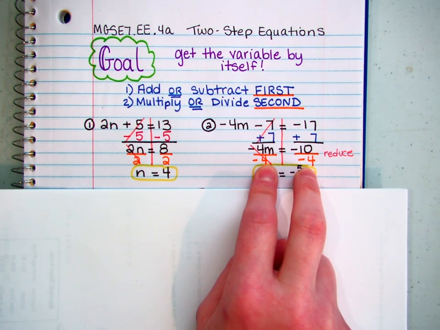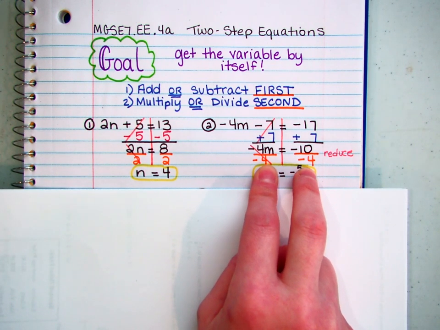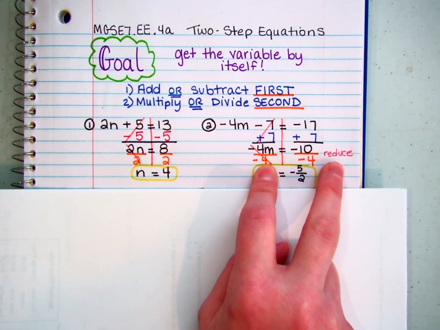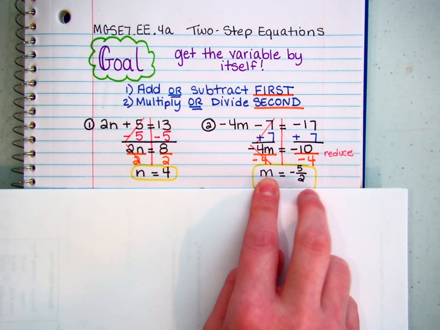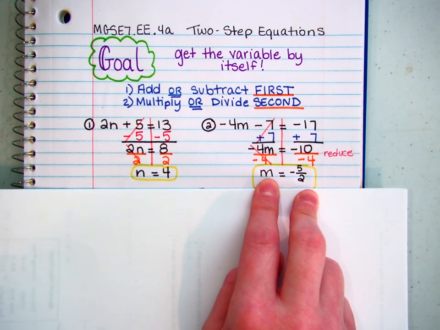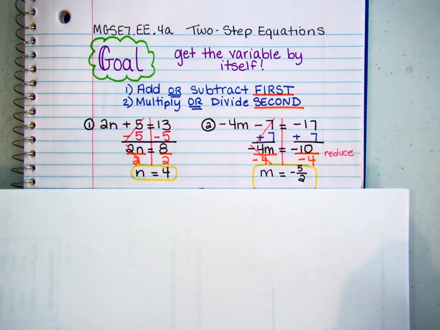You'll notice on the right hand side, 4 does not go into 10 evenly. And we're dealing with rational numbers here. So just like we did previously, that's a fraction. That's 10 over 4, so we're going to reduce it. And the value of m is negative 5 over 2. Actually, that is not negative.